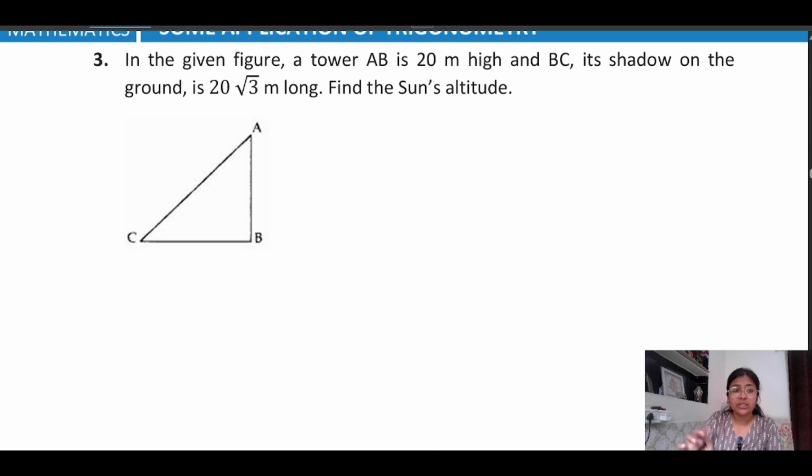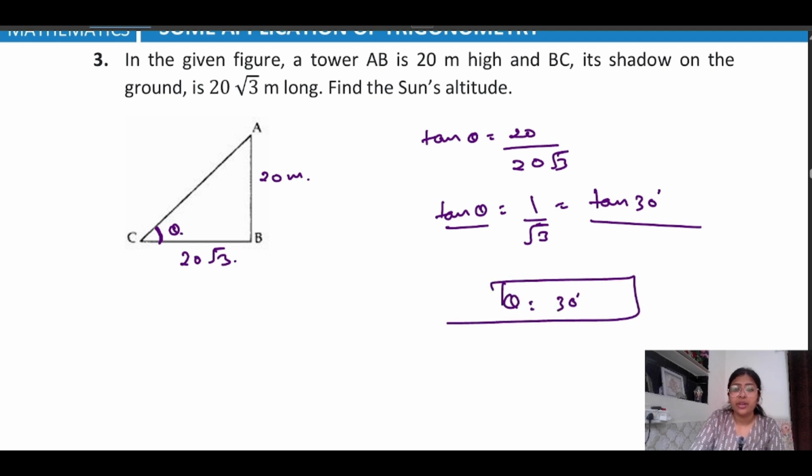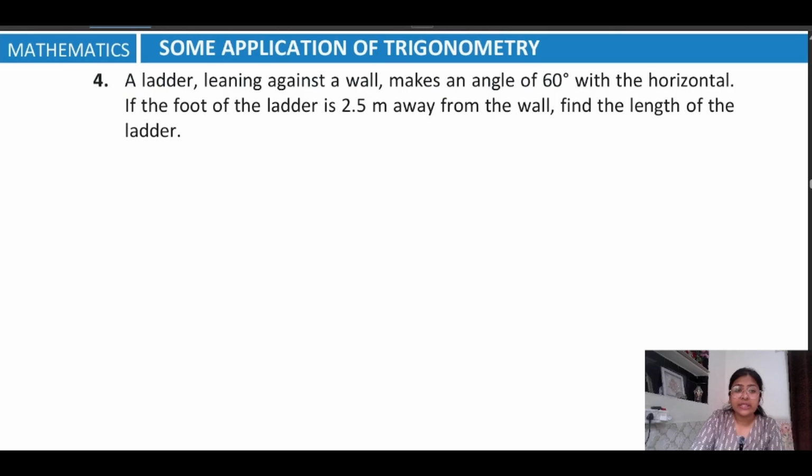The second question is, in the given figure, a tower AB is of height 20 meter and BC, its shadow on the ground, is 20 root 3 meter long. They are asking to find out the sun's altitude. This is the sun's altitude. In which ratio? We have perpendicular and base, yes, in tan ratio. So tan theta is equal to 20 over 20 root 3. Tan theta is equal to 1 by root 3, and 1 by root 3 is equal to tan 30. Comparing this, you will get theta is equal to 30 degree. Okay, now try next.